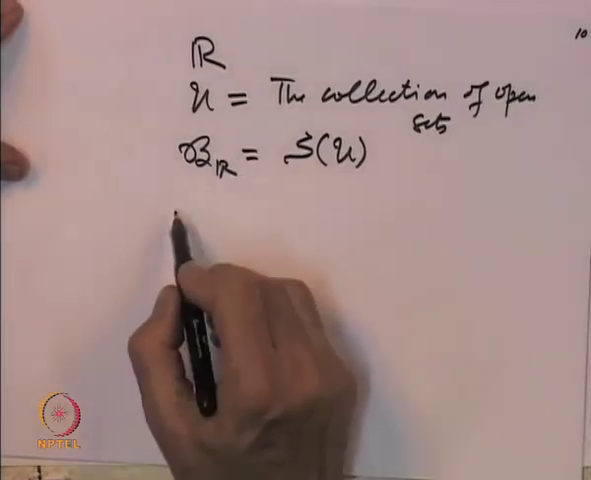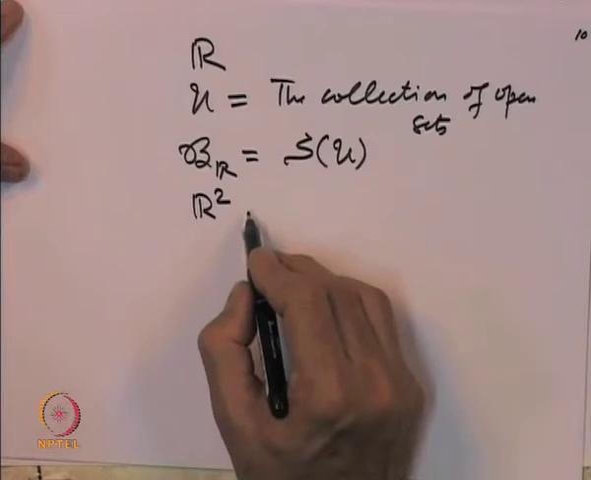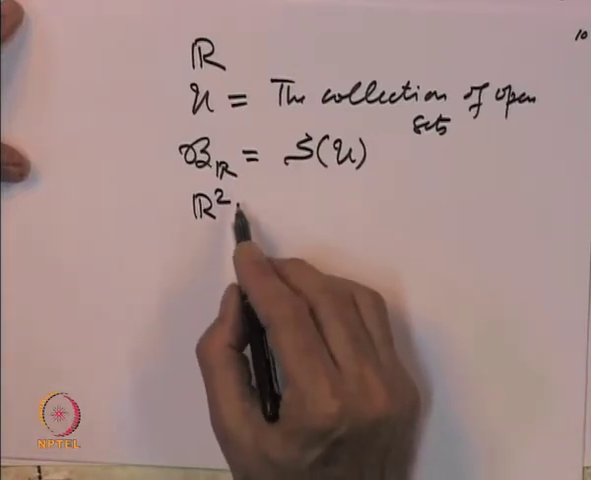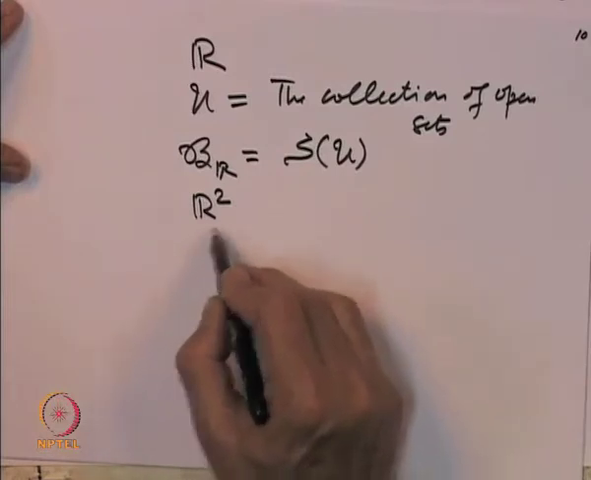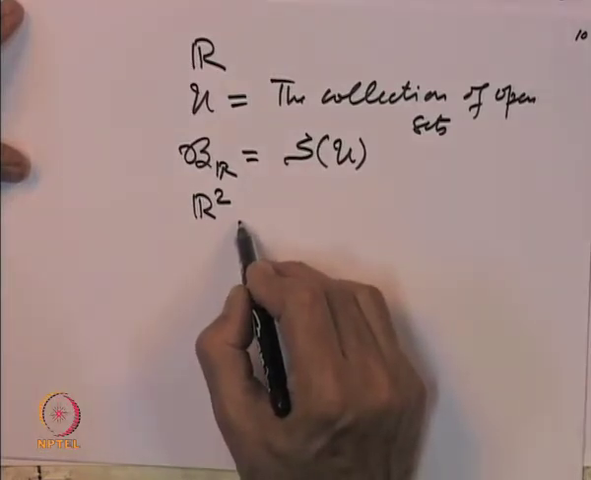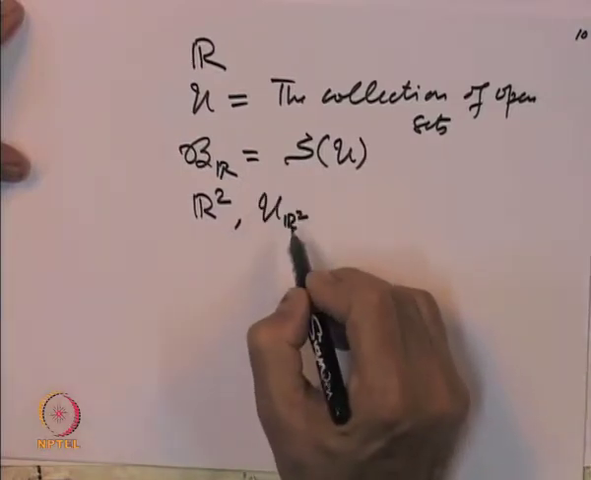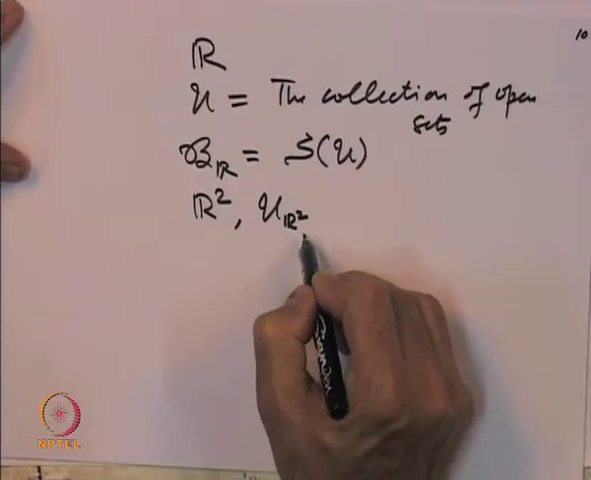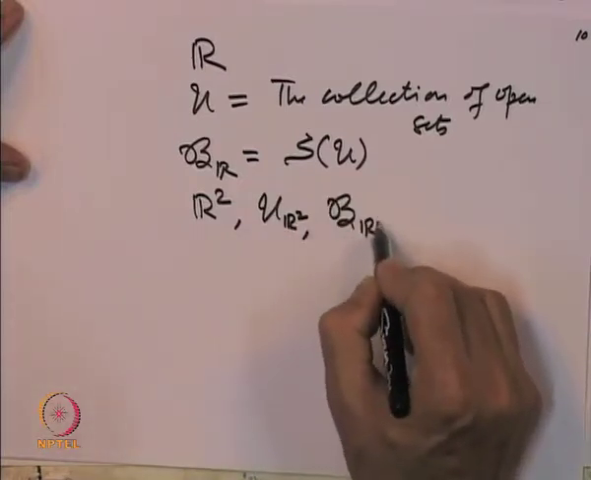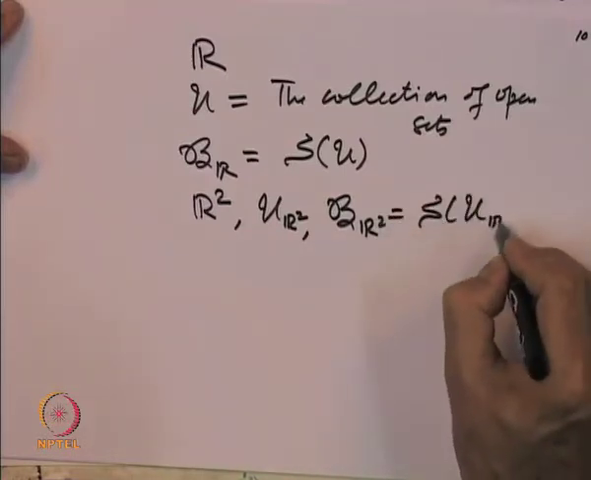So, let us look at the set R^2. On R^2, we have the collection of open sets, and the sigma algebra generated by them. Let us write U of R^2, the collection of open subsets of R^2, and generate the sigma algebra. So, B of R^2 is the sigma algebra generated by open subsets of R^2.